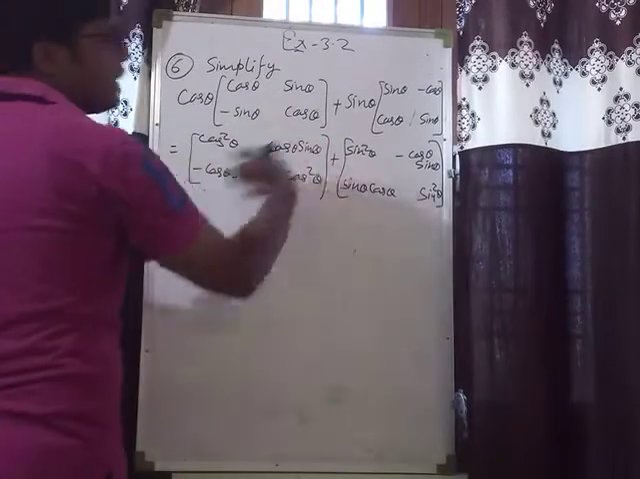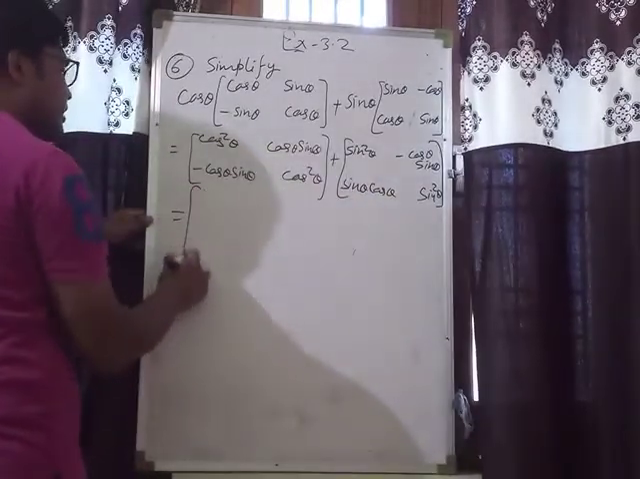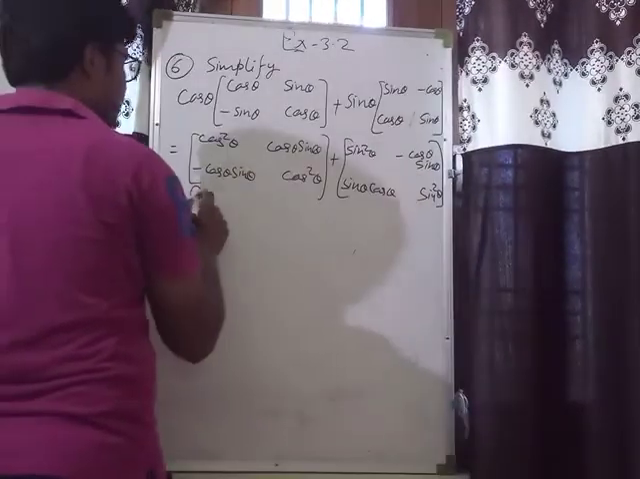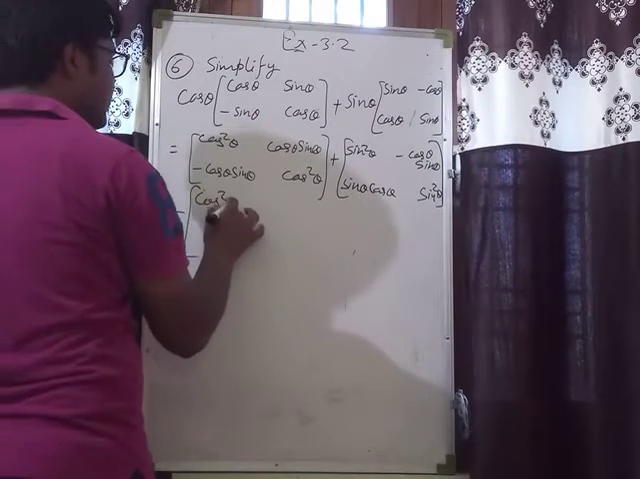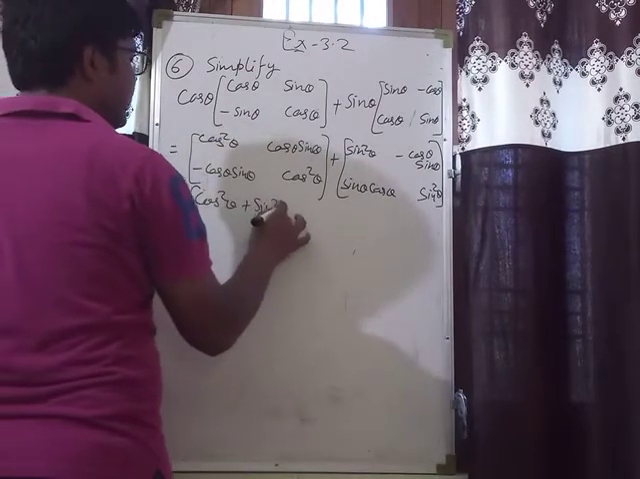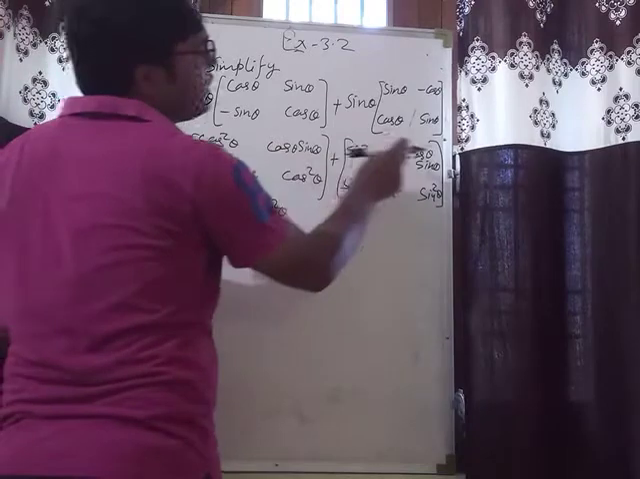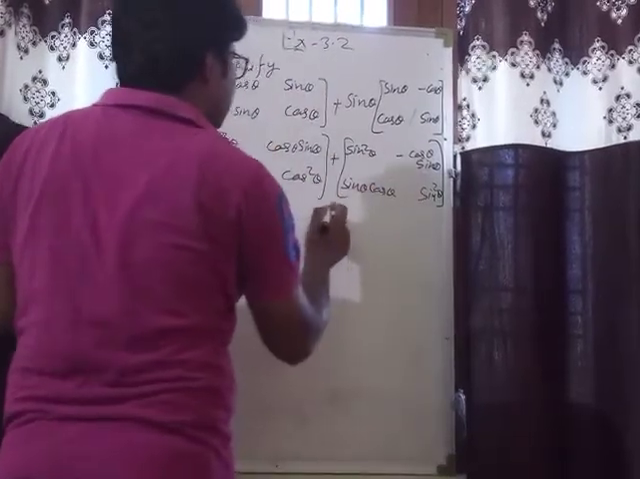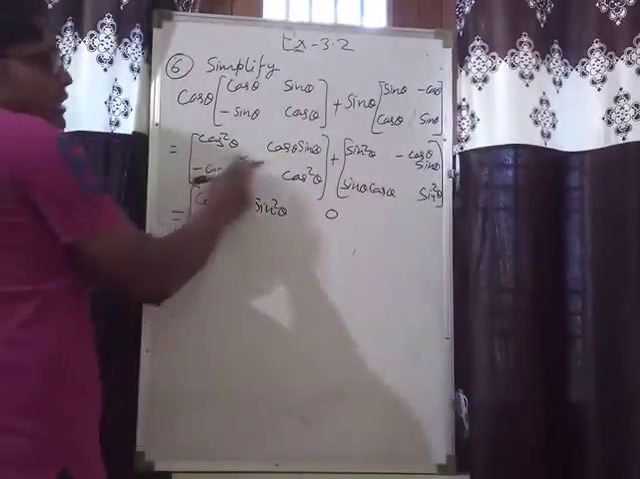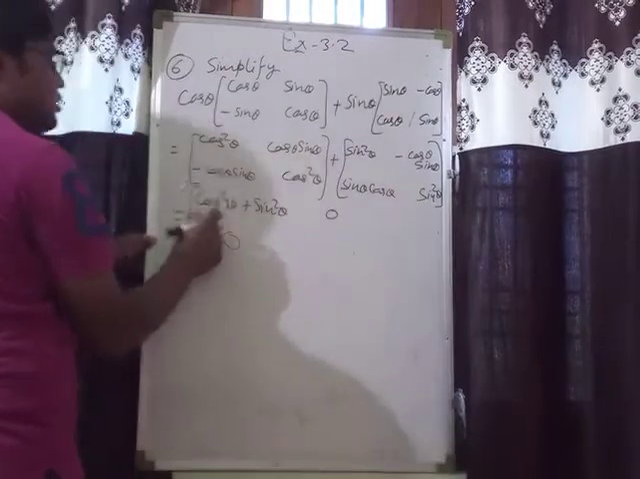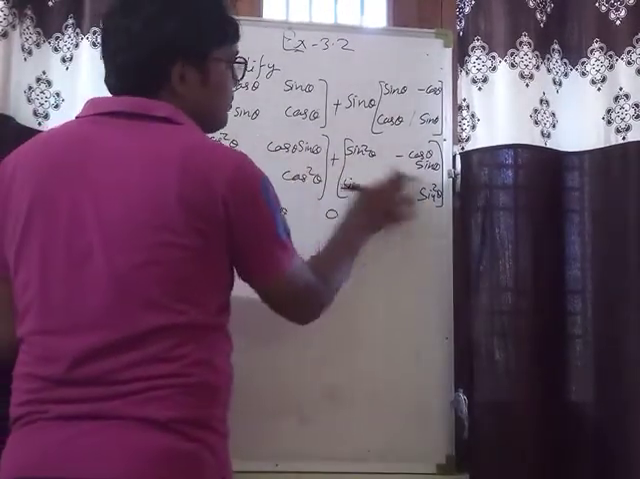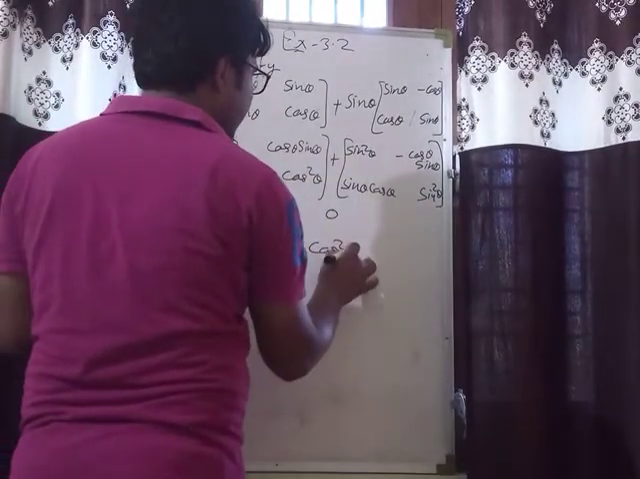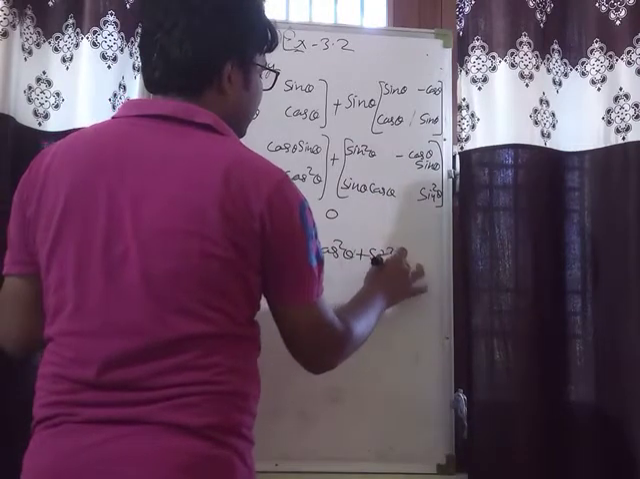Now अब ऐड करेंगे corresponding entries. We will add corresponding entries. Cos square theta plus sin square theta, cos square theta plus sin square theta. This is cos theta sin theta. This is minus cos theta sin theta. That is 0. Minus cos theta sin theta plus cos theta sin theta, that is 0. Cos square theta plus sin square theta.